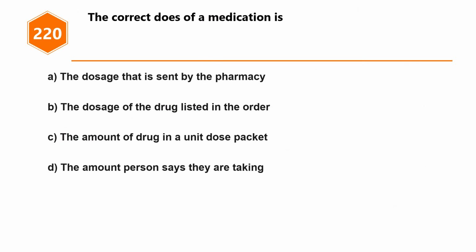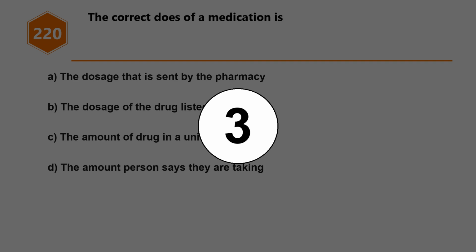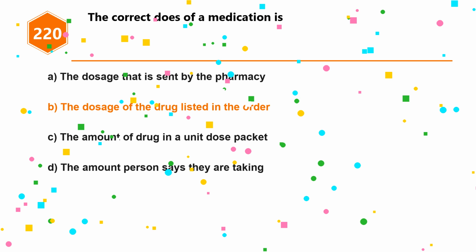Question 220. The correct dose of a medication is: Option A. The dosage that is sent by the pharmacy. Option B. The dosage of the drug listed in the order. Option C. The amount of drug in a unit dose packet. Option D. The amount person says they are taking. The correct answer is option B. The dosage of the drug listed in the order.